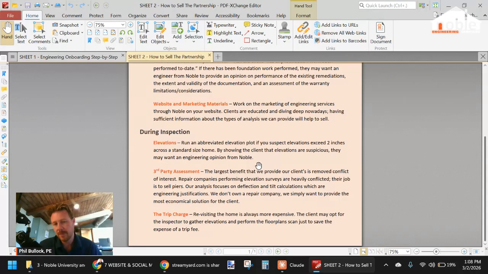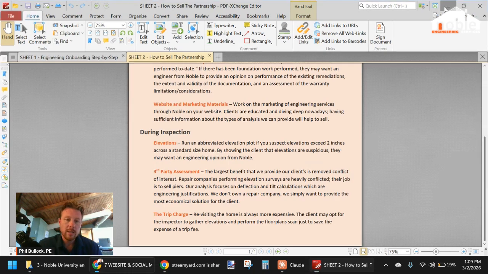Trip charge too. Yes. Obviously, if they do an EIR, this is always a big one. An EIR is just me, an engineering inspection review, reviewing the report. Well, if I recommend that you go back out for elevations because the home likely has impending foundation problems, then you as the inspector are probably going to charge them a trip charge to go back out there. So they can save some money if you already know that there are foundation problems and that they're going to have to be looked at. That is the how to sell.